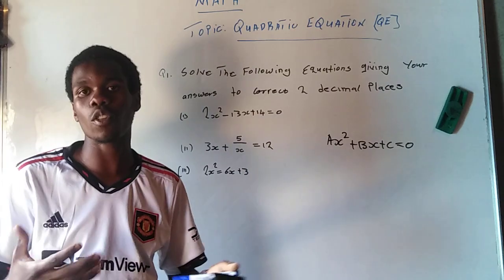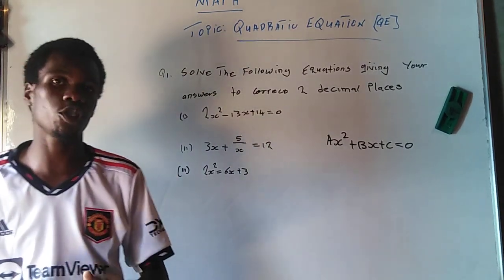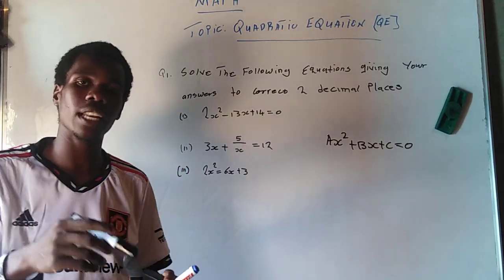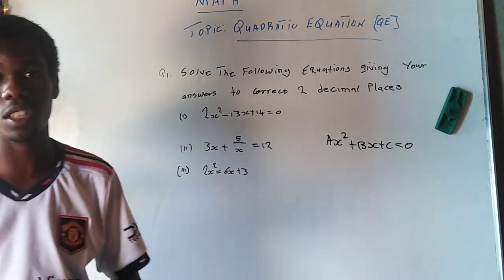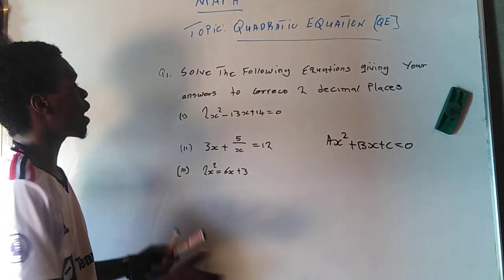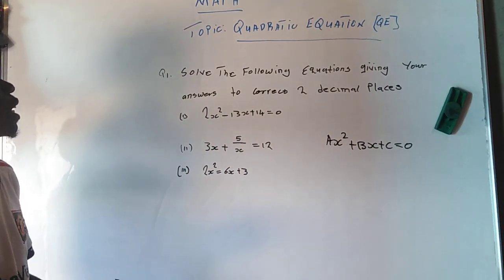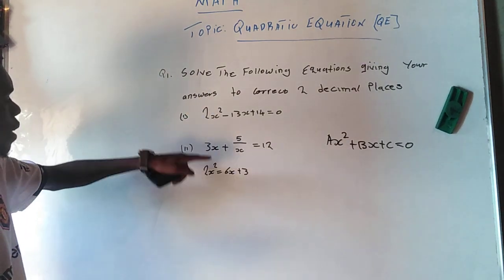This formula is always given, so your duty is just to know that this is the correct formula to use, when to use it and how to use it. Now we have this: solve the following quadratic equations, giving your answer correct to 2 decimal places. We have this one, and also this one.